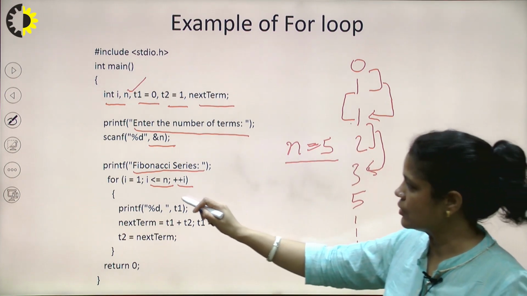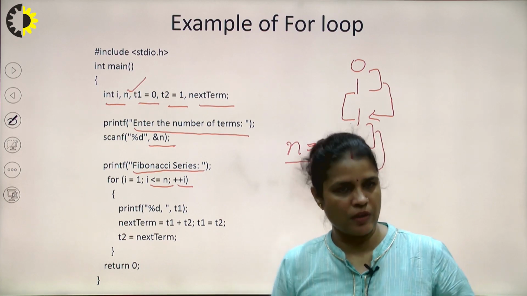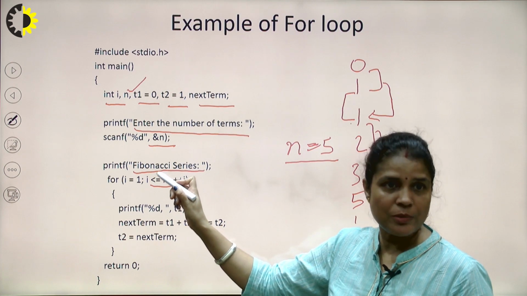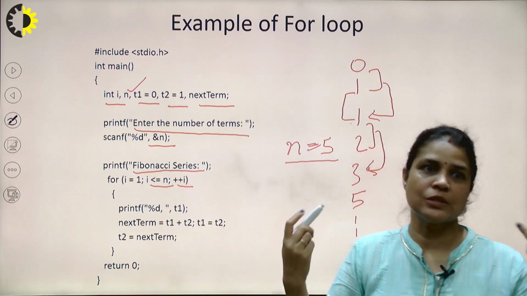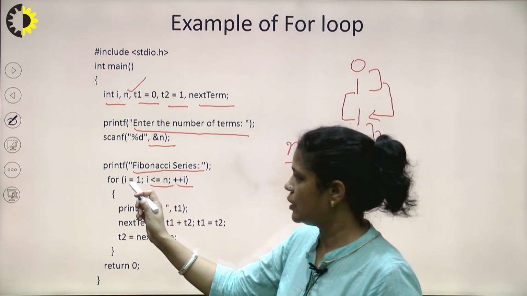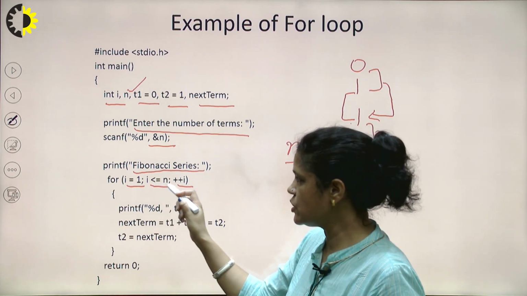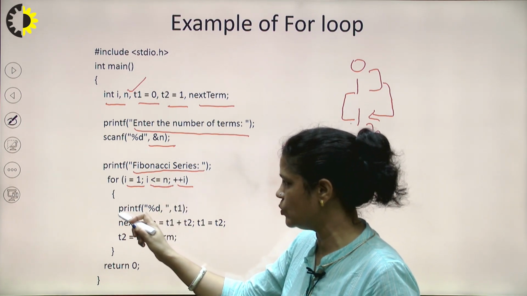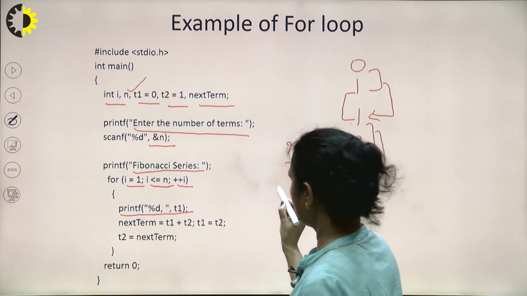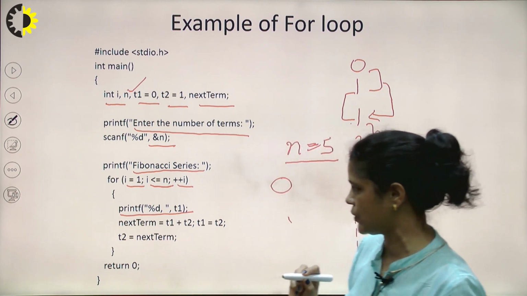n is 5 here, so i will go up to 5. i equals 1, 2, 3, 4, 5. And after that, this condition will go false. It means the loop will not be executed. So this loop will be executed 5 times. How will this loop be executed? i is equal to 1. The condition is true. Then we'll come inside the loop and we'll print this t1. t1 is the first term. So what will be printed on the screen? 0 will be printed on the screen, right?